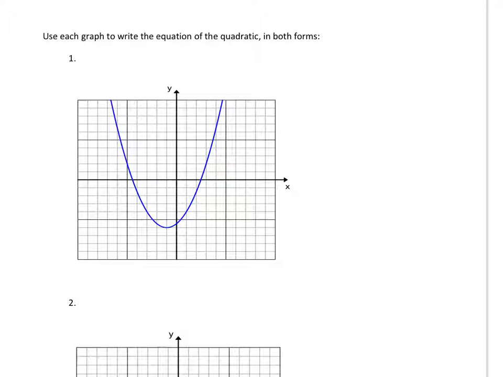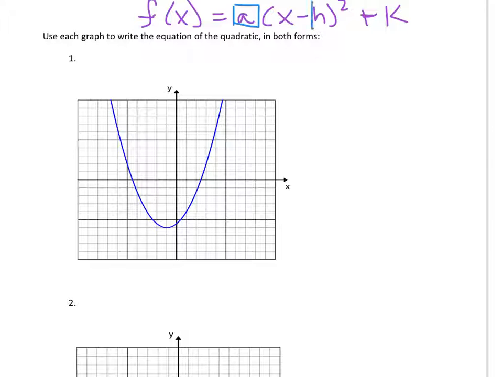So if we are now given a graph, we want to think about it backwards: what would I need to take off this graph to then go back and get it into vertex form? And if you remember, vertex form is always going to look like this: f of x equals a(x minus h) squared plus k. So the three things I really need to have this equation in vertex form are what a is, what h is, and what k is.